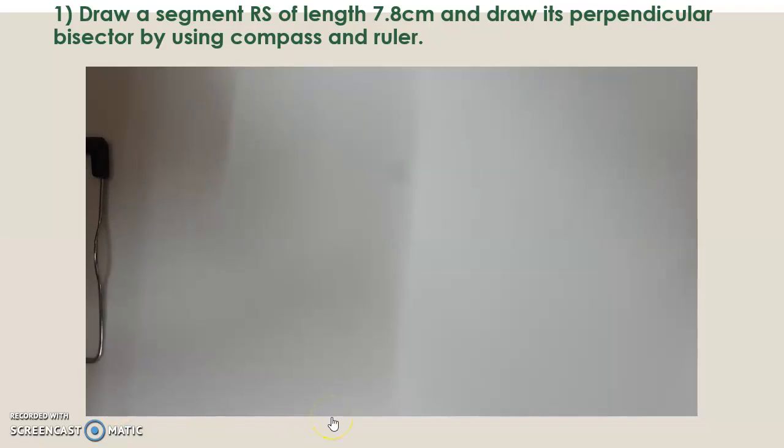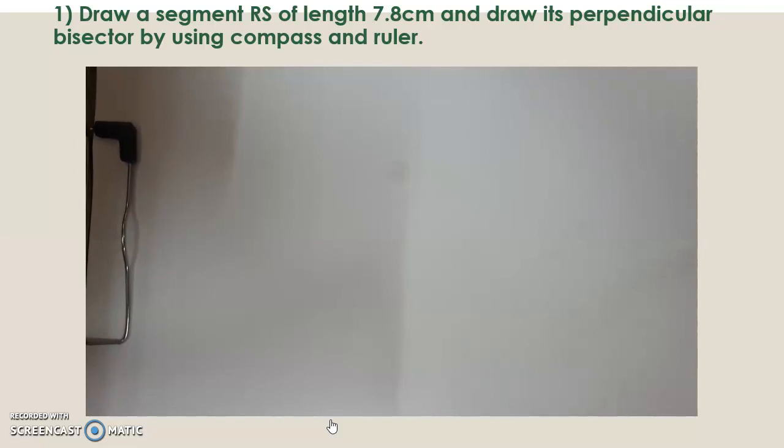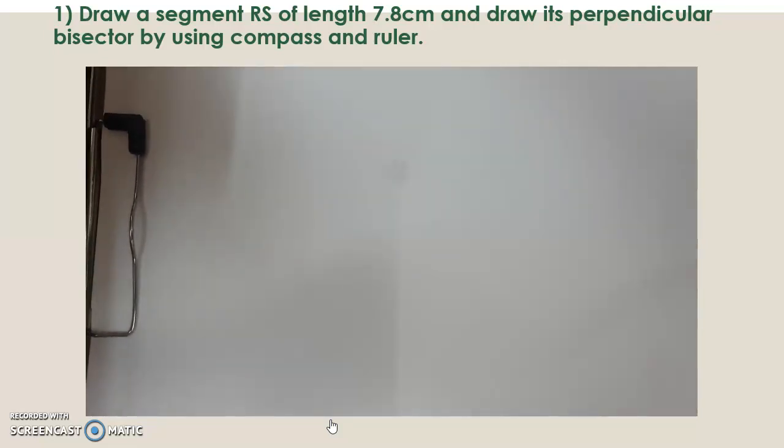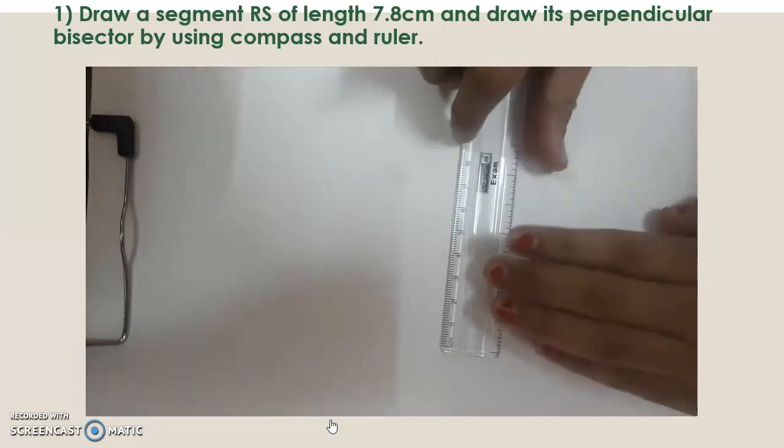Now students, have a look at the first question. Our first question is, draw a segment RS of length 7.8 cm and draw its perpendicular bisector by using compass and ruler. So first, what do we have to do? First, we have to draw a segment of length 7.8 cm. So with the help of scale and pencil, we have to draw a segment of length 7.8 centimeter.